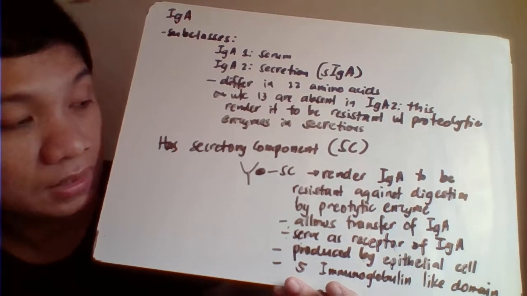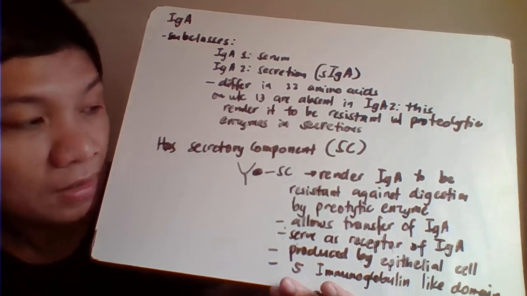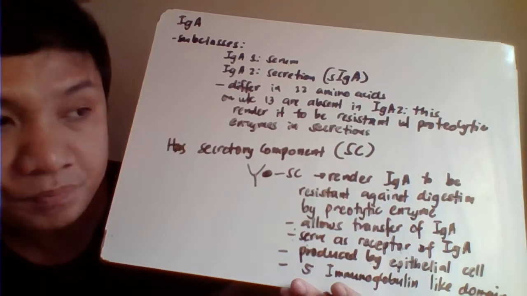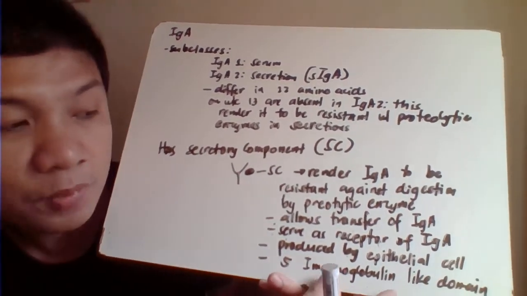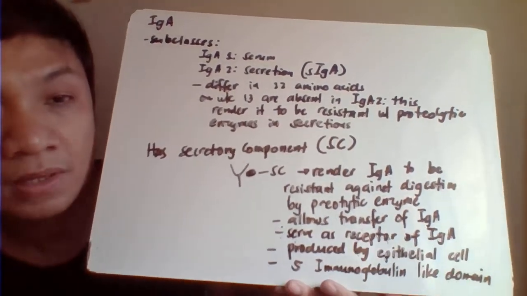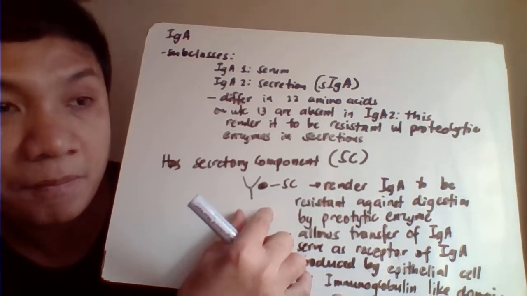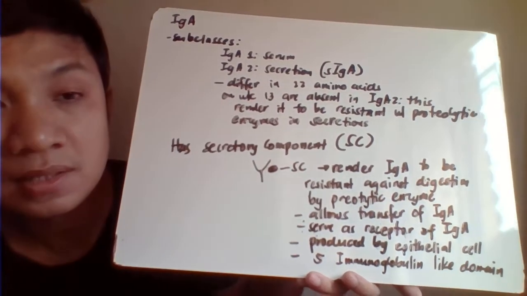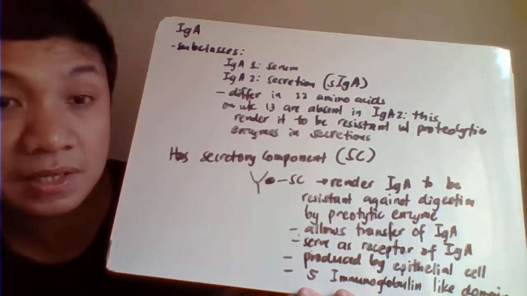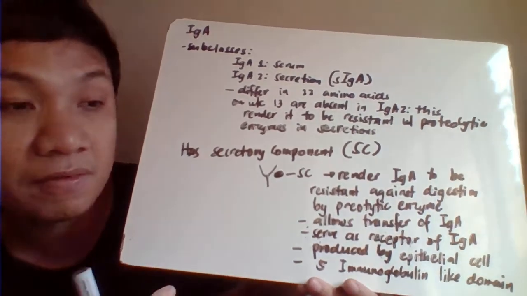Okay, so another thing about your secretory IgA here, the IgA2 that is found in our secretion contains the secretory component. Okay, the secretory component can bind with the Fc portion of your IgA. Secretory component is an immunoglobulin-like structure produced by our epithelial tissue. So once it combines with your IgA, the secretory component performs the following functions. This is responsible in preventing the hydrolysis of your IgA in your secretions, and also allows the transfer or the transport of your IgA across the surfaces.